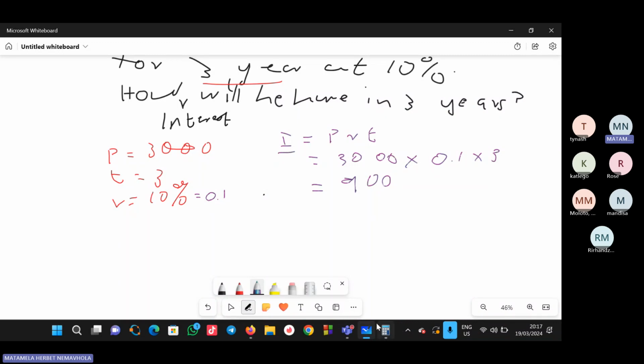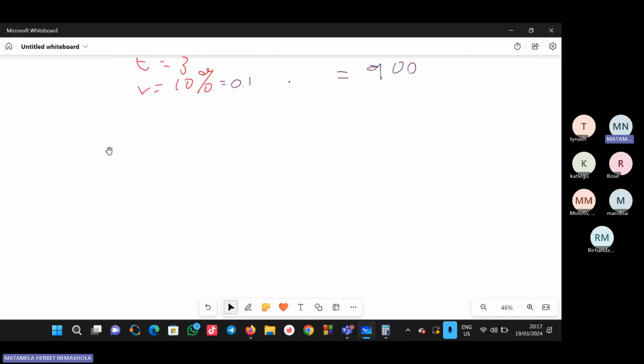Now when you want to calculate the accumulative amount, the accumulative amount is the total amount that you invested plus the interest that you gained. Let me write it in black pen. I normally use the letter A, saying the total amount or accumulative amount is equal to principal amount plus I. In other words, this is the same as saying A equals P plus PRT.